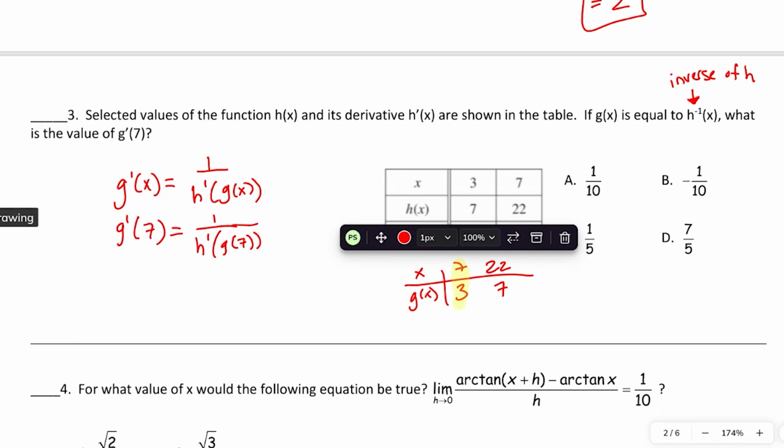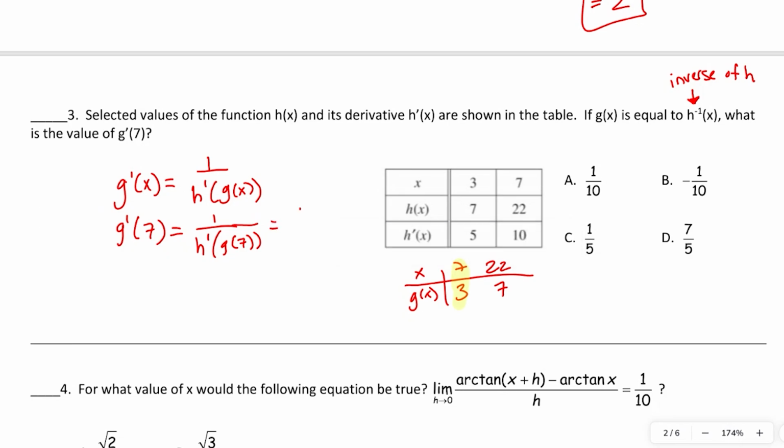So this is going to equal 1 over h prime of 3. Now, h prime of 3 is given in the original table, and it equals 5. So this will equal 1/5. Oh yeah, this is actually a multiple choice question. I just totally looked over that. Yeah, C.